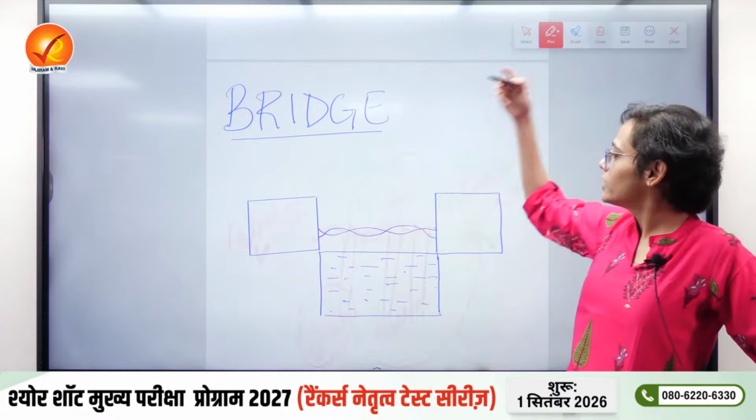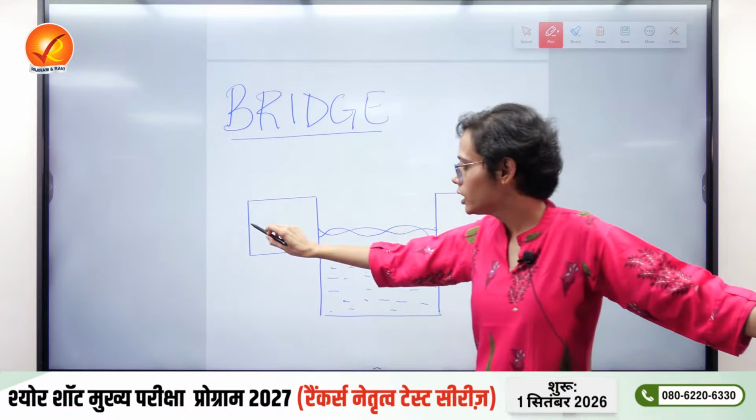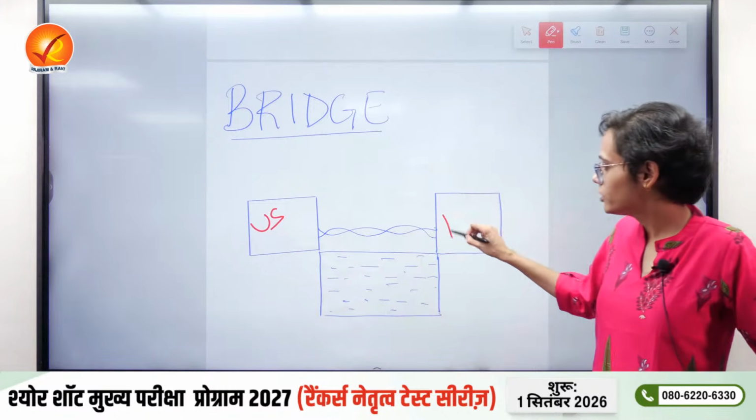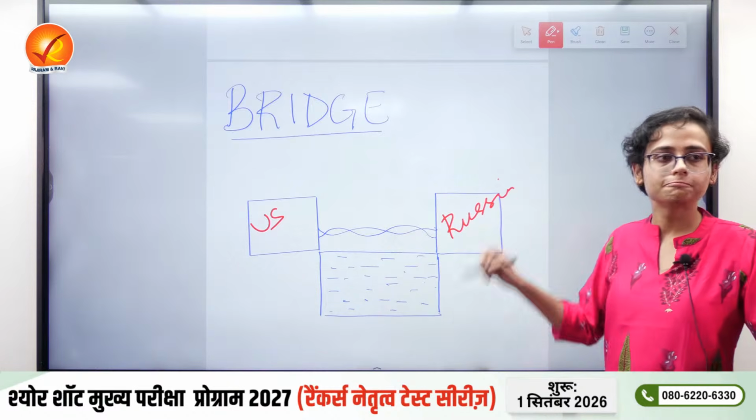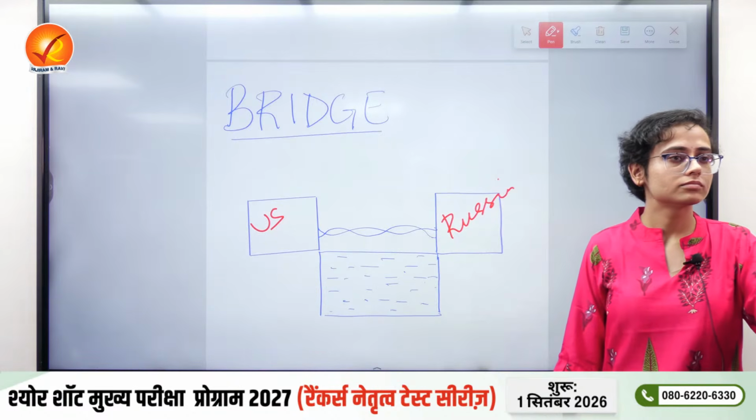Let's say the current example: USA, Russia. How is India balancing?